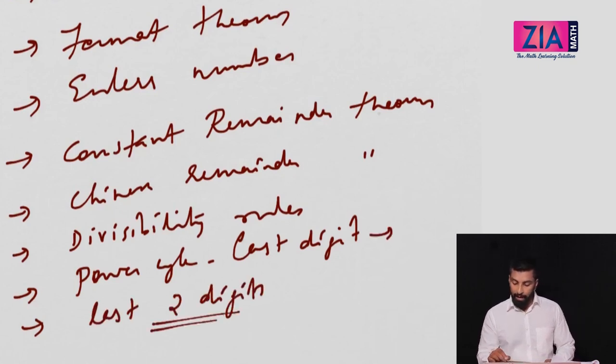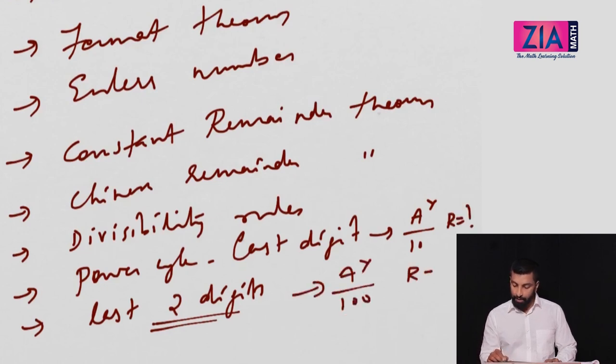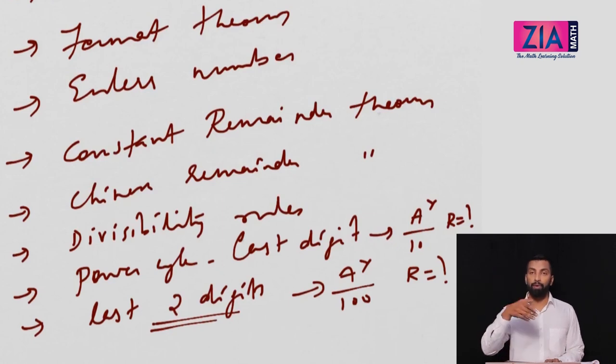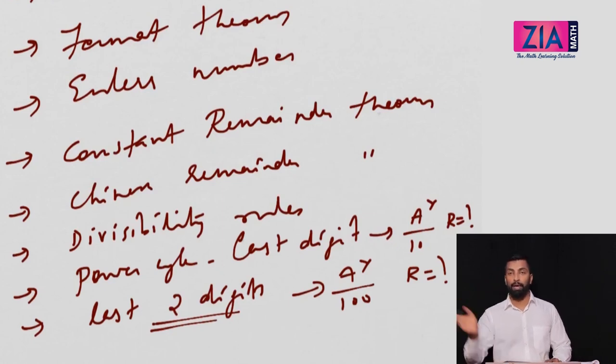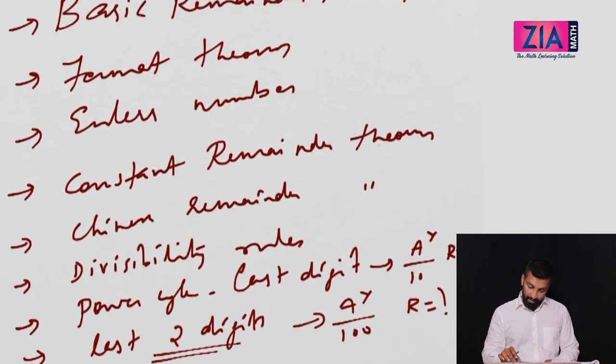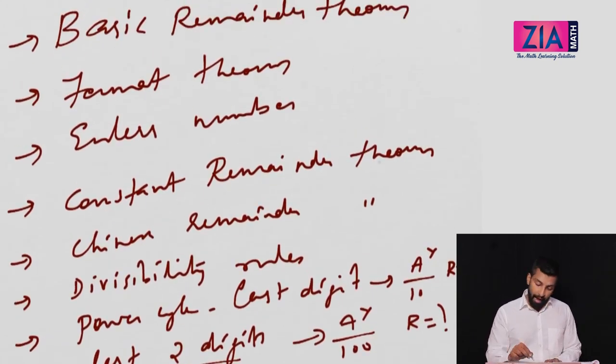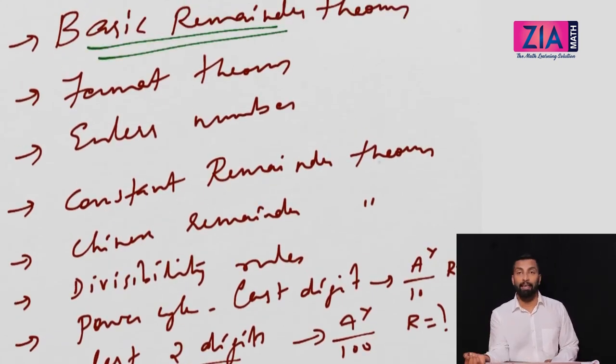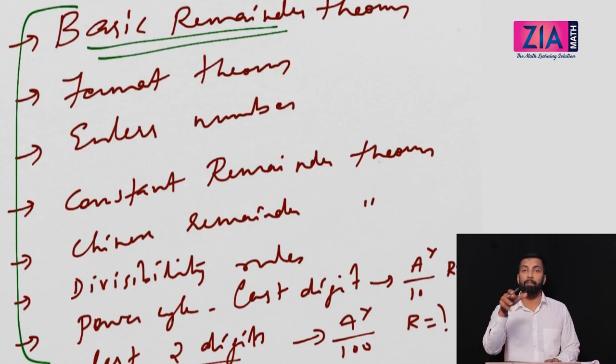This means a raised to x divided by 10, what is the remainder? This means a raised to x divided by 100, what is the remainder, or divided by 50, 25, 20, 10, 4, 2, etc. So these are the discussions that we have done so far, and we have discussed many different, interesting patterns also. So I hope now you will be in a position to solve any remainder question.